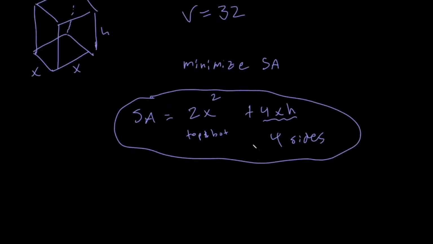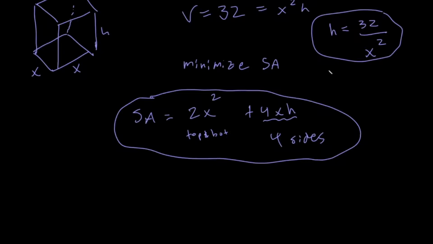Okay, so we need this in one variable, so we're going to go back to our constraint. The volume is x squared h. So I want to solve for h in terms of x squared. You could do it the other way, but this is easier. It takes less work because there's only one h and it's not squared or anything like that. So h equals 32 divided by x squared.